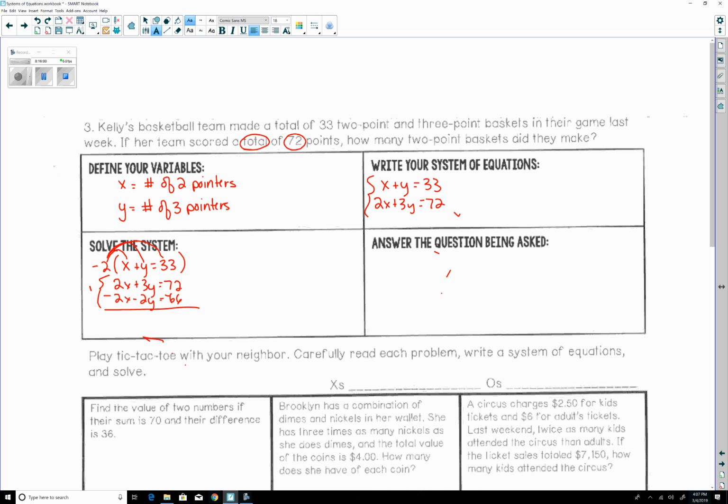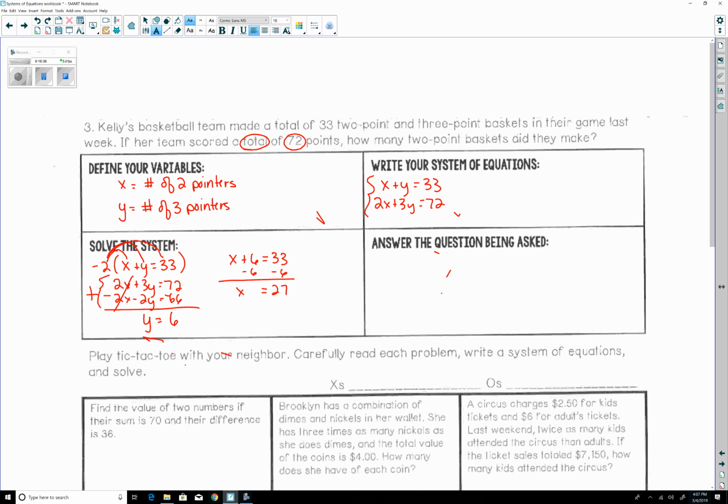When I add these equations together, my x's are going to drop out. 3y minus 2y is 1y, or just plain old y. 72 minus 66 is 6, so y equals 6. I'm going to take that, plug it in. I'm going to go with the top equation. So x plus 6 equals 33. Subtract 6 from both sides, and x is going to equal 27.